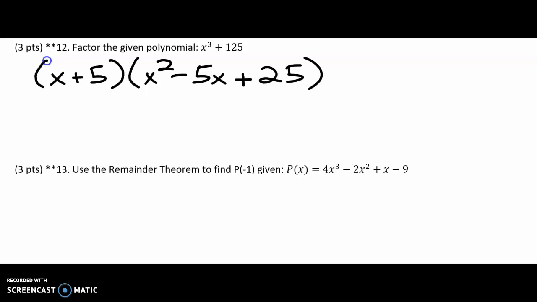Okay, pretty straightforward. Number 13 is a calculator problem. You just go ahead and plug it into the calculator, so I'll show you how to do that right now. Please make sure you understand how to do this. If not, ask me when you first walk in. Do not wait until you have a test in front of you to get to this problem.